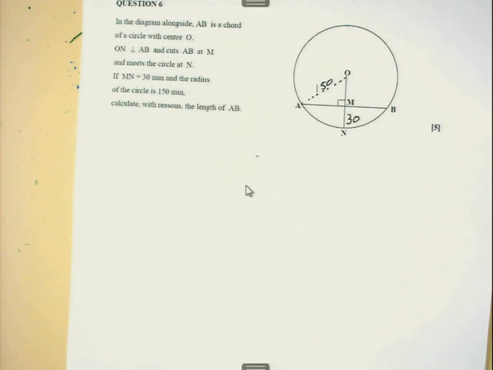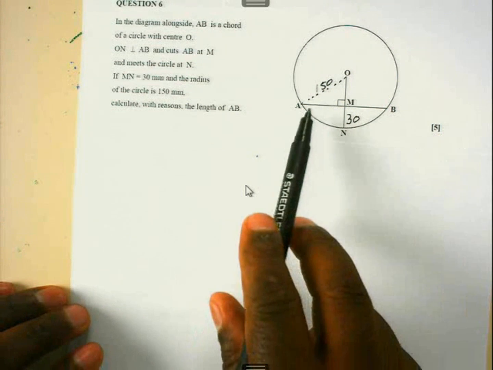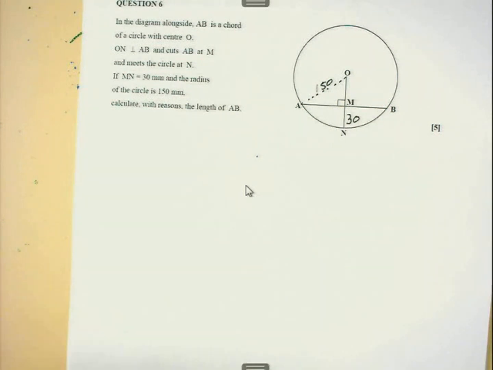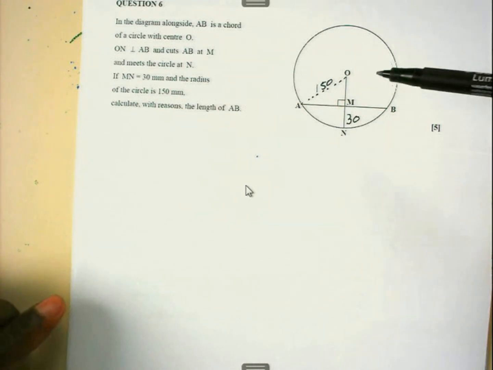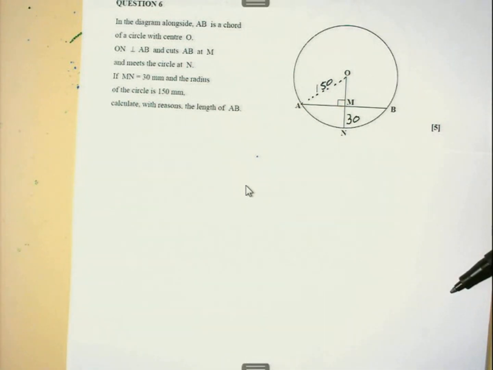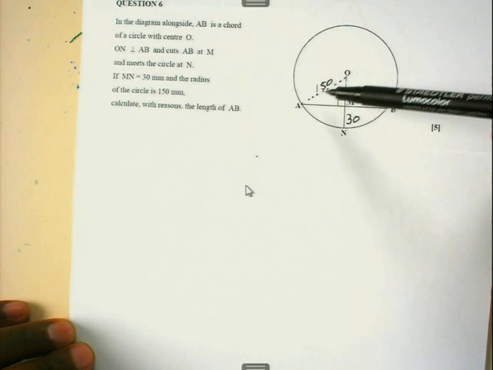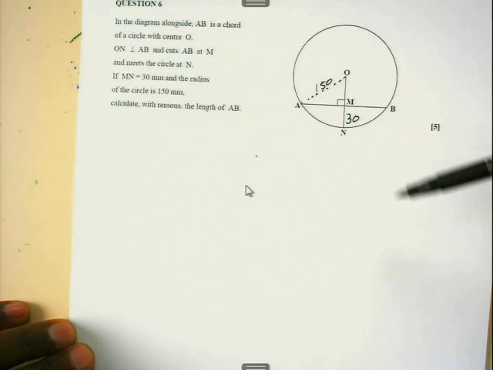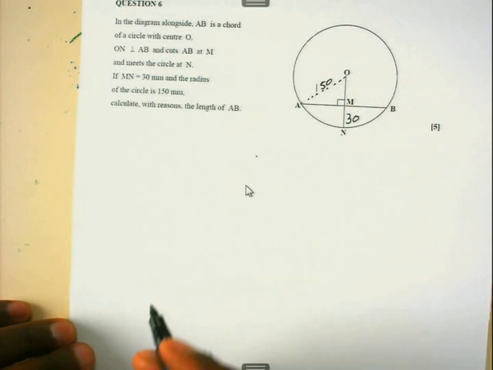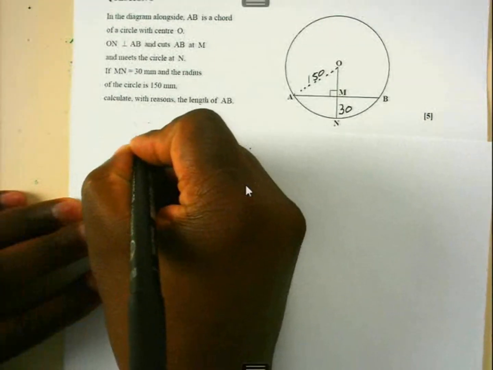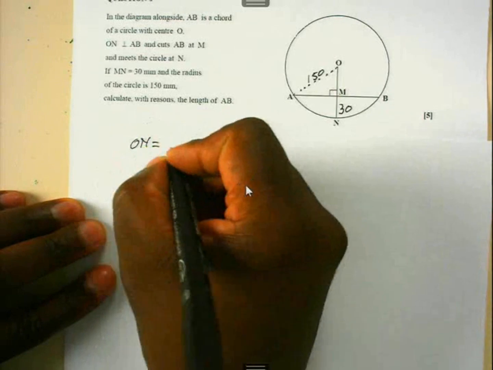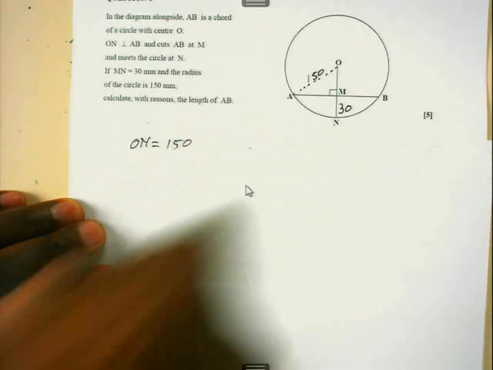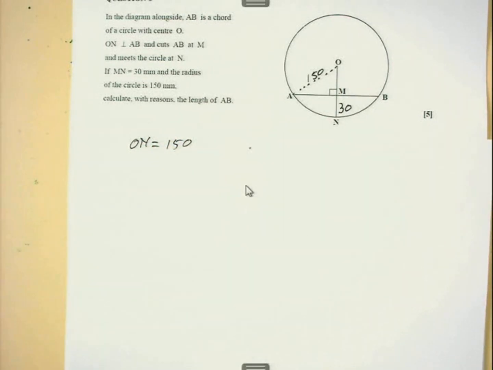The question states, calculate with reasons the length of AB. The length of AB. Let's analyze. Remember what is given. Radius is 150 millimeters. Check. OA is 150. ON is 150. Look at ON. ON is equal to 150 millimeters because ON is the radius.